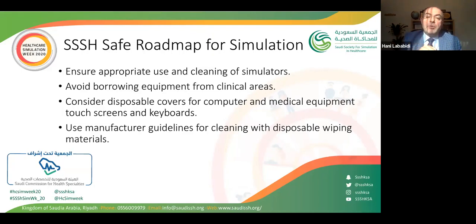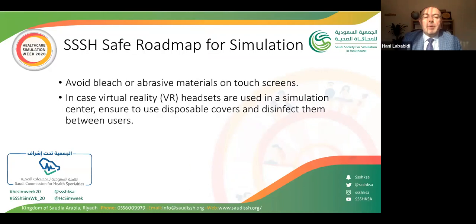Also, think about the computer touch screen keyboards. These also need to be cleaned as well. They're not for individual use, they're for the public. You shouldn't use bleach or abrasive material on simulators. And if you're using virtual reality headsets, which are used from one person to another, then you need to have a disposable cover. You can use a special cover for them, and disinfect them after use. This really needs to be done.